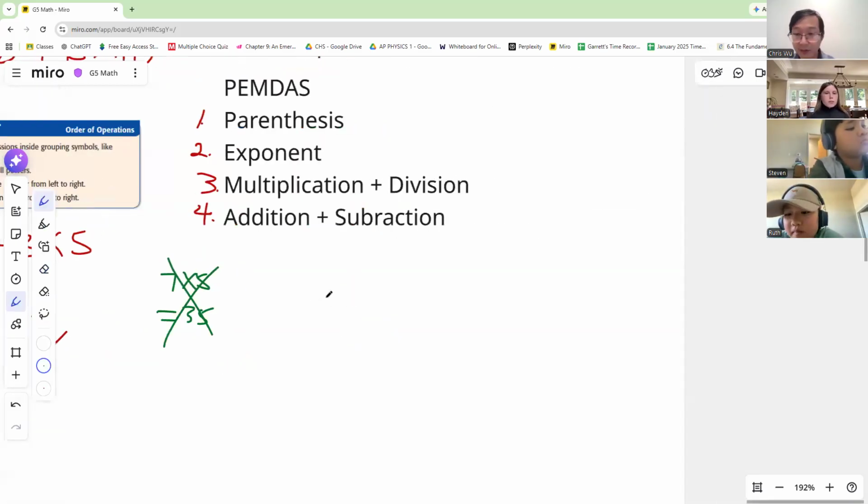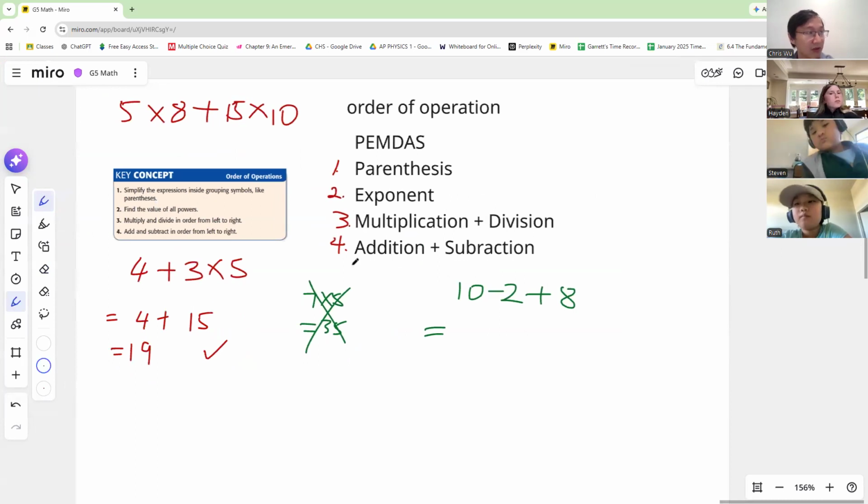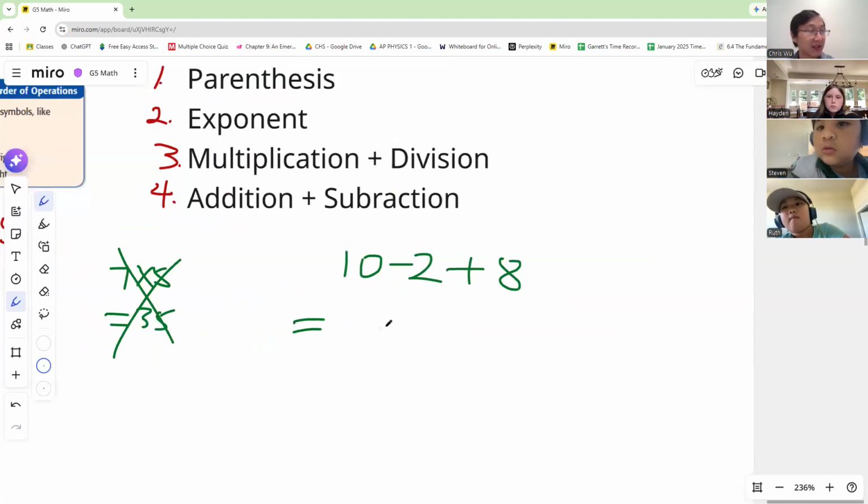Okay. Another example, let's say I have 10 minus 2 plus 8. Well, how do I do that? Is there any parentheses? No. Exponents? No. Multiplication? Division? No. So it's just addition and subtraction, right? Then in that case, we always go from left to right. We'll always go from left to right when there's no specific things. So 10 minus 2 is 8, and then 8 plus 8 is 16. Right? I don't have to worry about anything.